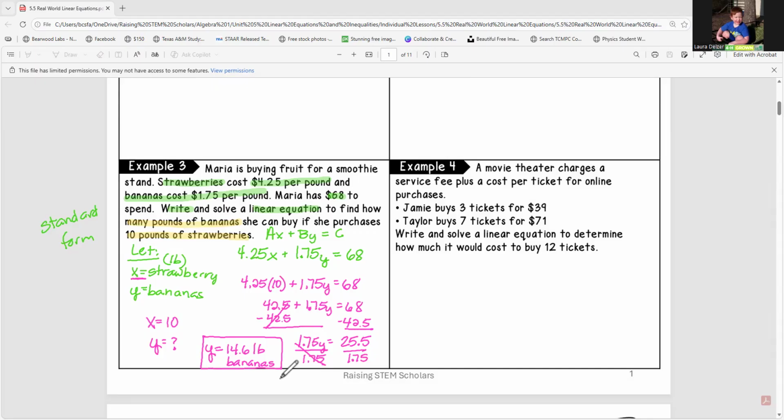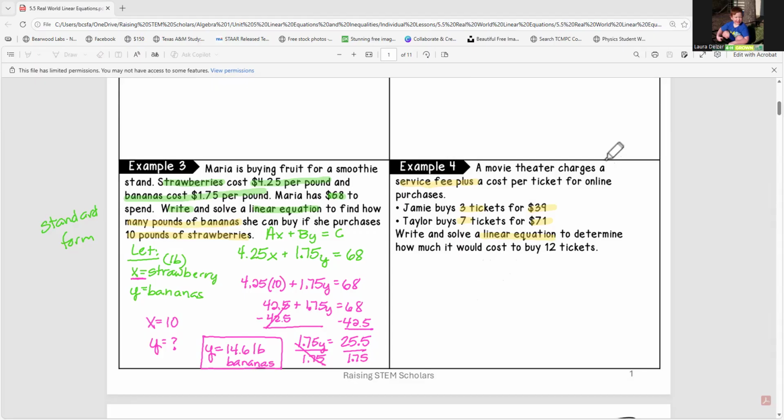All righty. Let's look at this next one and let's see what's going on with this problem. Okay, it says a movie theater charges a service fee plus a cost per ticket. So if Jamie buys 3 for $39 and Taylor buys 7 for $71, we want to write and solve a linear equation. And you're like, oh my gosh, I can't tell what I'm supposed to do. I got 4 numbers. Well, think about this.